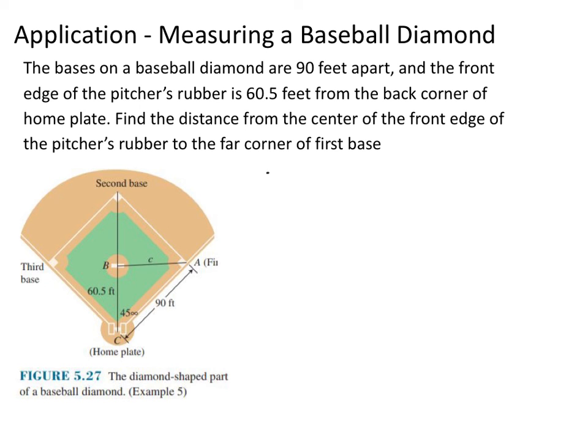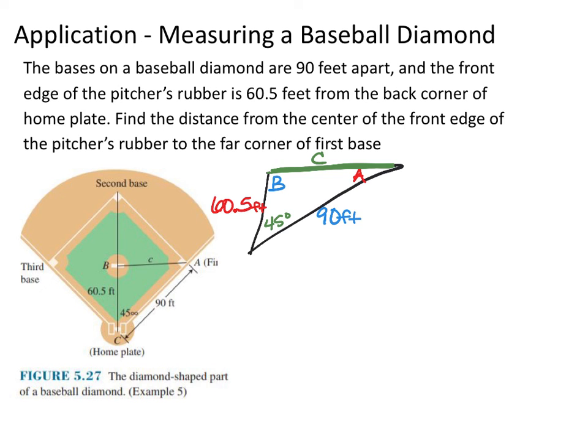So I'm just going to draw this triangle again out here because it's kind of too small. So this is angle C, and angle C is 45 degrees. They've named this angle A, this one angle B. We don't know side length C, but we do know that side length A is 60.5 feet and side length B is 90 feet. That's from the picture and from the description here. We want to know how far it is from the pitcher's rubber to the far corner of first base, so we want side length C. Well, I know side lengths A and B and angle C.